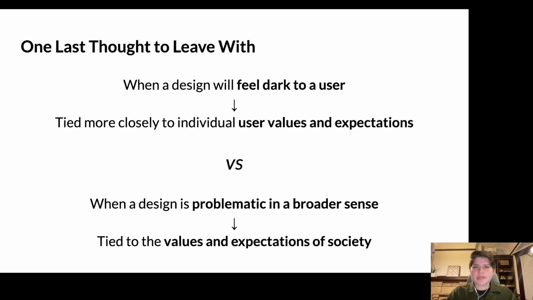Our focus on user expectations and perception of harm revealed that often when dark patterns are discussed, they actually are falling into 2 different categories. There's when a design will feel dark to a given user, or when a design is problematic in a broader sense. The former is tied closely to individual user expectations and values, while the latter is tied to the values and expectations of society. While they can overlap, we found that differentiating between the 2 is helpful to evaluate design, and we encourage you to consider this in future work.